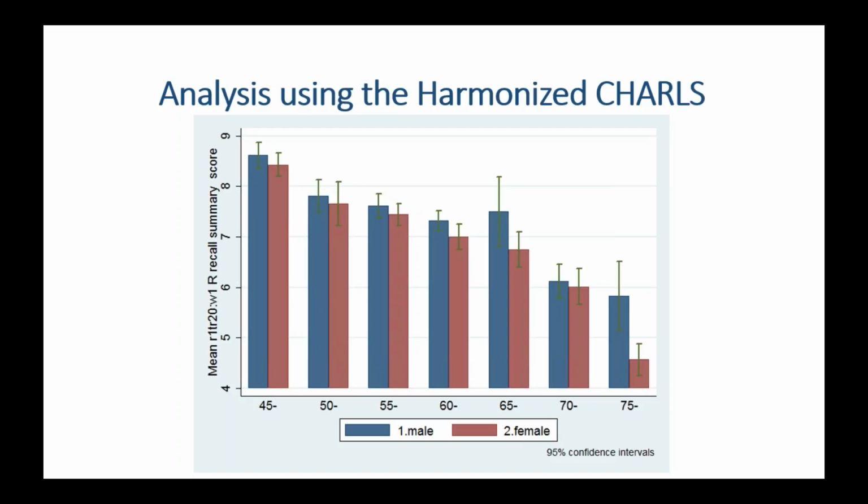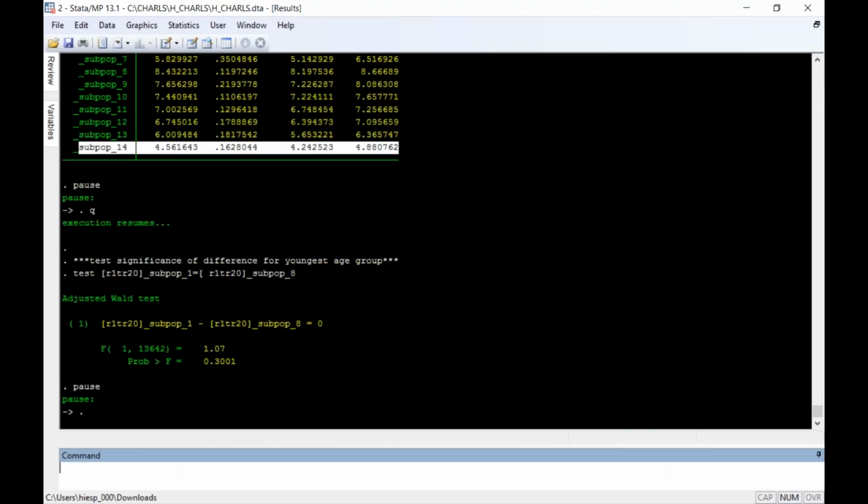So that's part one. That's our analysis using harmonized CHARLS. And now we're going to look at this analysis comparing our results here for the Chinese population to the U.S. population. So let's get started on that.